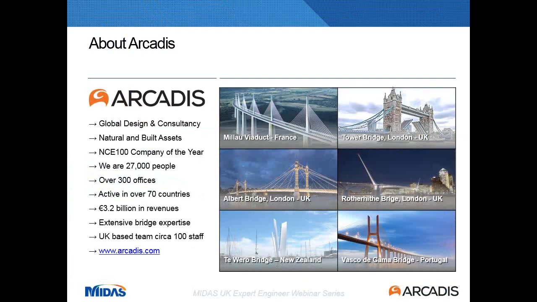About ARCADIS, ARCADIS is a global company with services that range from design to consultancy, from natural assets to built assets. Proud to say that it has been chosen as Company of the Year by the New Civil Engineer Awards. We have more than 27,000 people around the world. We have over 300 offices, and we are active in more than 7 countries. Just to give some facts and figures, our full year gross revenue was 3.2 billion euros last year.